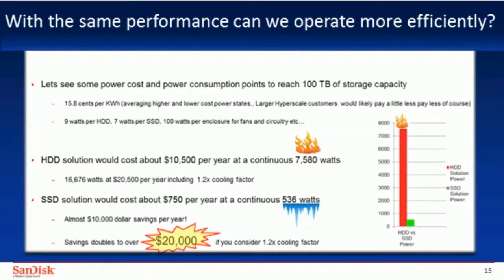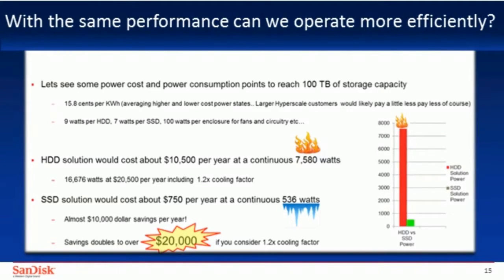So the HDD solution, as we described above with DAS enclosures, assuming this 9 watts and 100 watts, and SSD at 7 watts, the HDD solution would use about $10,500 of power per year. That's 7,580 watts. Now, if you assume a 1.2x cooling factor, and depending on who you are, a big hyperscale customer may build their plant in Iceland so that they don't have to spend too much money on cooling, and they suck cool air in from outside. Another huge 2, 3, 4 square mile solution, maybe they just use gravity-fed water and they get it a little bit lower.